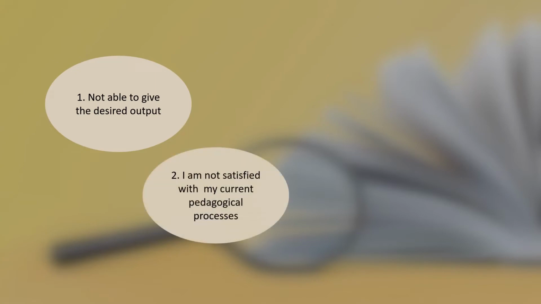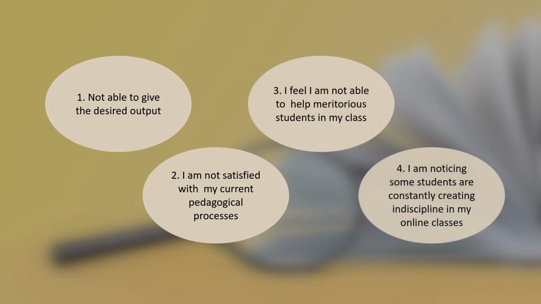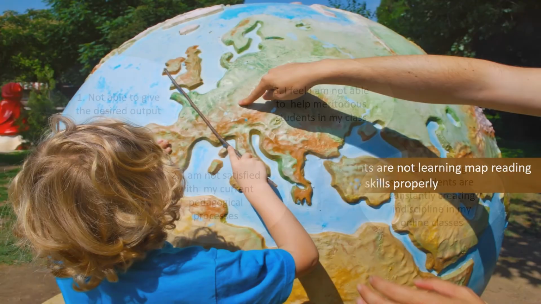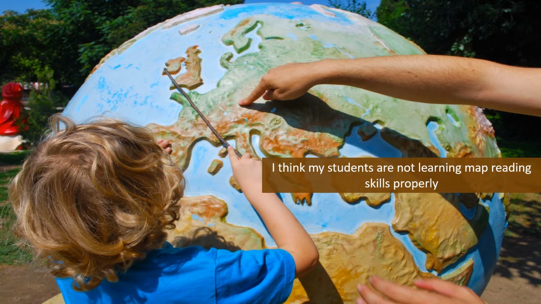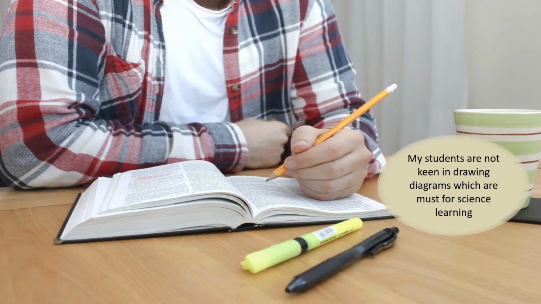What makes you dissatisfied with your profession? Some of you may be giving answers like these: I'm not able to give the desired output, I'm not satisfied with my current pedagogical processes, I feel I'm not able to help meritorious students in my class, I'm noticing some students are constantly creating indiscipline in my online classes, I think my students are not learning map reading skills properly, I feel few students in my class are not at all attentive, my students are not keen on drawing diagrams which are a must for science learning.